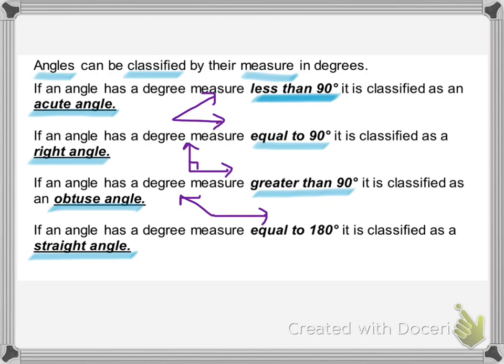And then a straight angle is equal to 180 degrees. Basically, it looks like a straight line. So I've got a ray coming out here, a ray coming out here, and then this measure right here is 180 degrees. So a straight line is equal to 180 degrees. You could also think of this as a straight angle or as opposite rays.